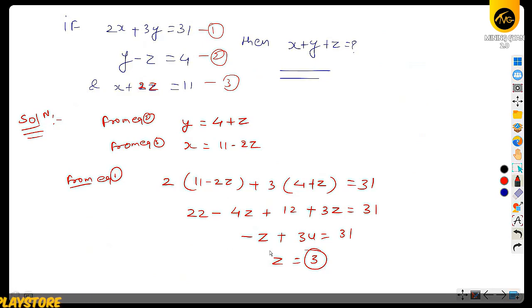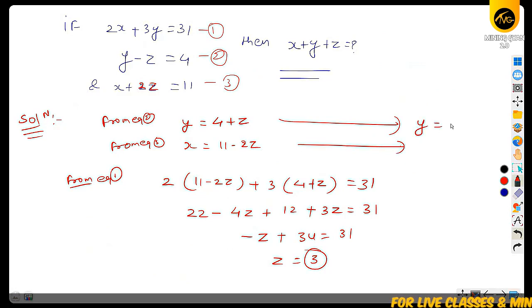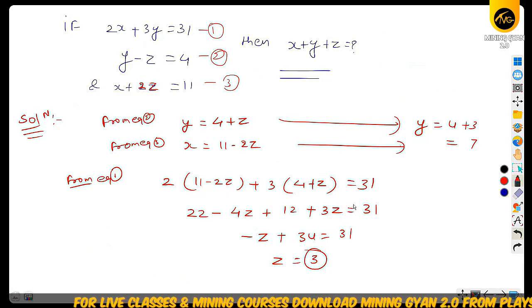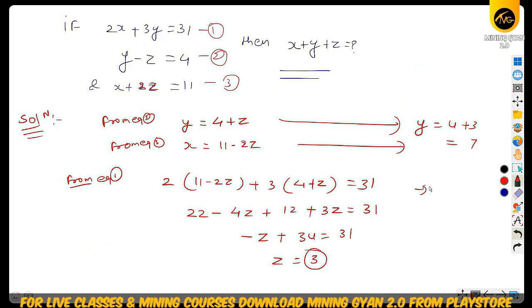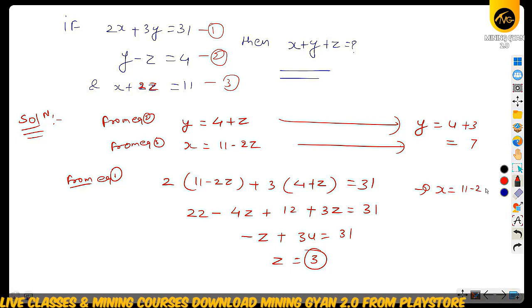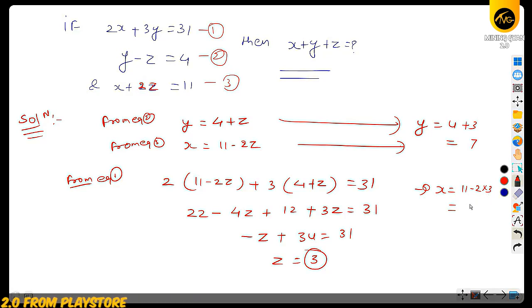Now what is the value of x and y? You can directly put the value of z in this equation. So y is equal to 4 plus 3, that means 7, right? Now, okay, from equation number 3 you can just put the value of x is equal to 11 minus 2 into z, and z is 3. That means what is the value of x? 11 minus 6, that means 5, correct. So the value of x is 5 and the value of y is 7.